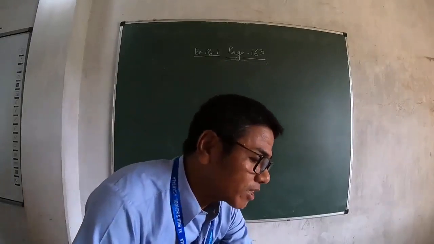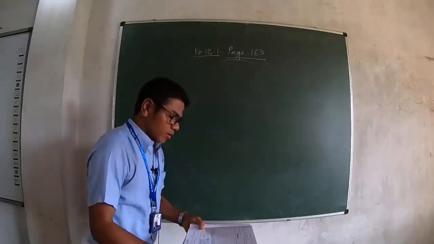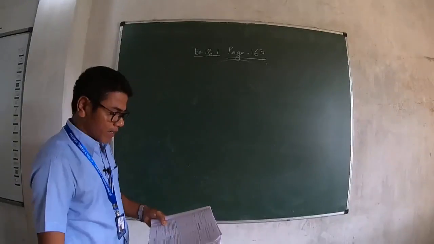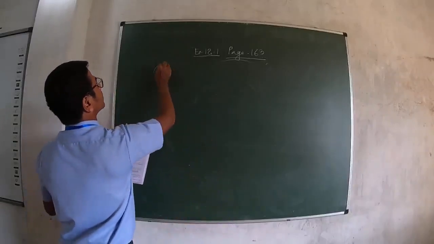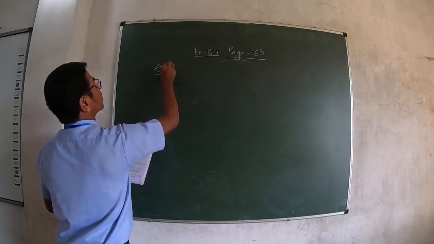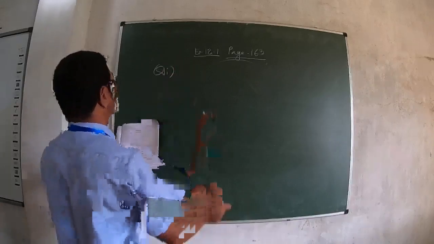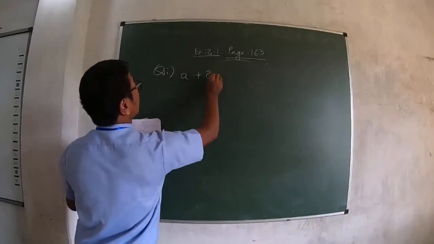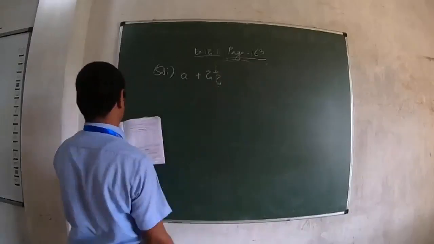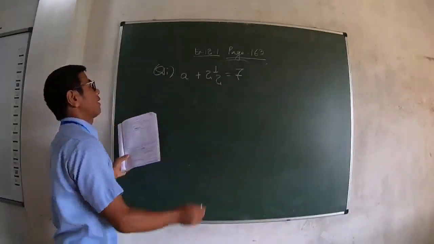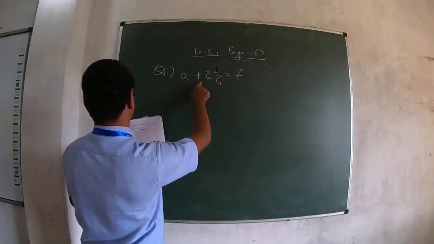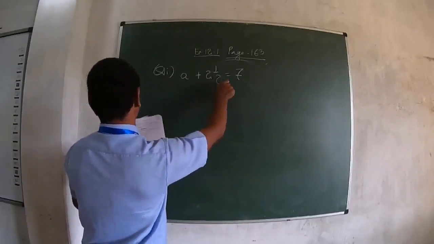Children, you must try those sums which are there with me. Now I'll show you question 1I. Question 1I: a plus 2 whole 1 by 2 is equal to 7.